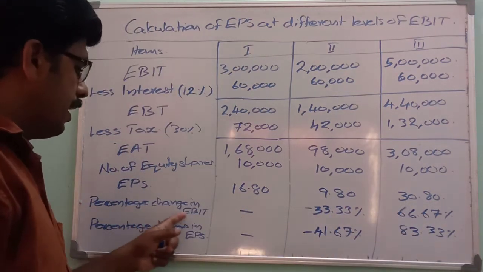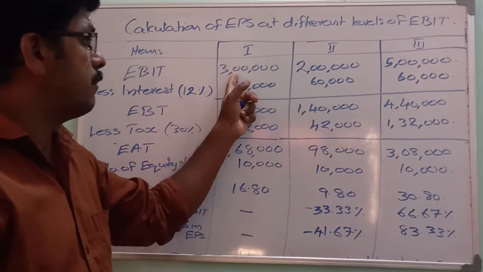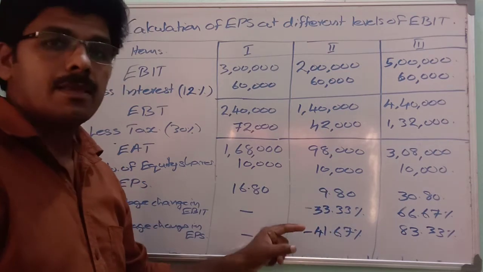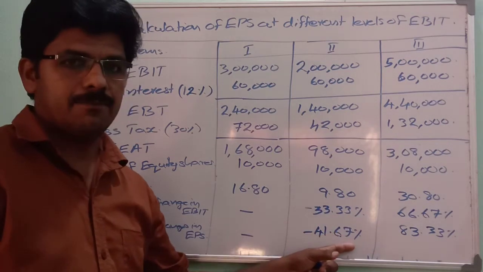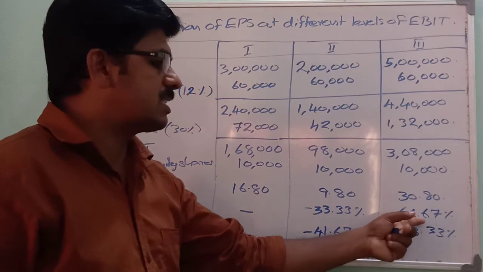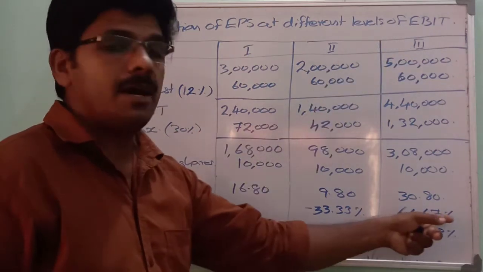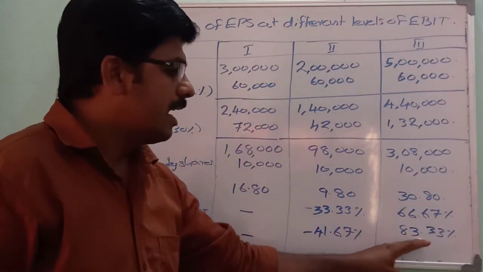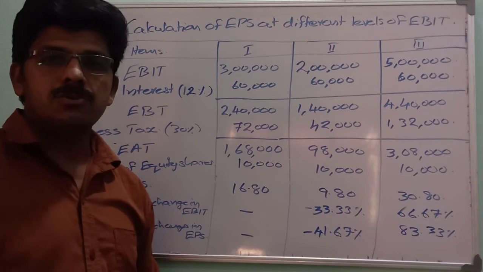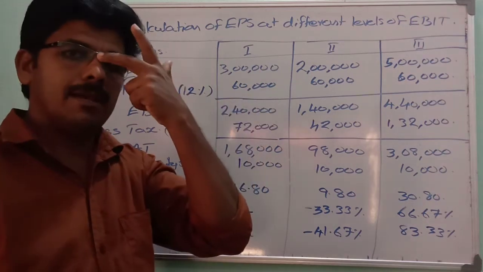Okay, see, ibada nokka, EBIT 33.33% koranjappo, so when it decreased from 3 lakh to 2 lakh, 33.33% koranjappo EPS ethrayo koranje, 41.67%. When EBIT increases by 66.67%, EPS increases by 83.33%. So this is because of the existence of debt capital in the capital structure.